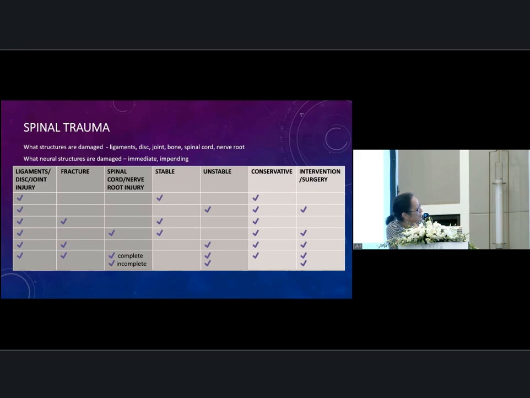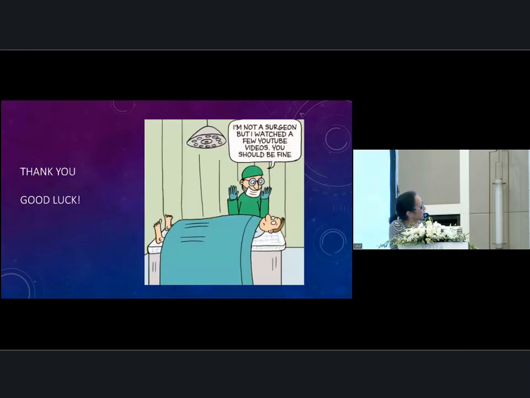If there's a fracture, we assume the ligaments are damaged and it's unstable. It's pretty certain that surgery would be involved, but if they have a complete neurological injury, then conservative management can also be an option that we mentioned here. If they're incomplete, I think it's more something that you need to go to surgery. Thank you.